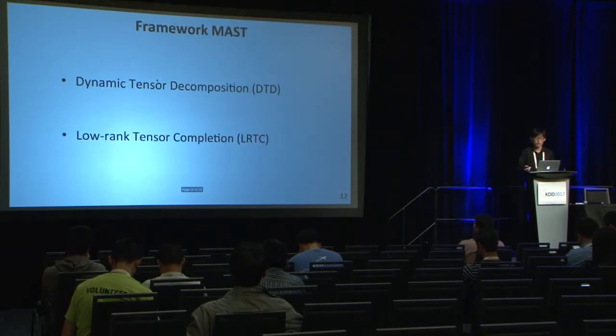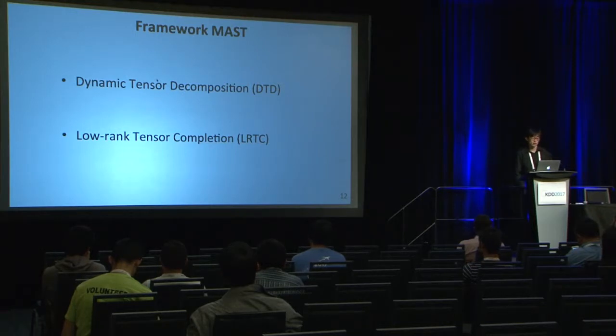Now let's go to the details of our framework MAST. As we know, tensor decomposition is a very handy tool for subspace tracking and tensor data analysis, and also for solving the tensor completion problem. We first propose a dynamic tensor decomposition method to solve the multi-aspect streaming challenge and also solve the complexity problem to some extent. And then we utilize this dynamic tensor decomposition model to solve the low-rank tensor completion problem, which is the second challenge we have introduced.